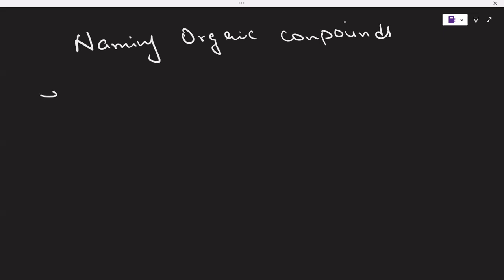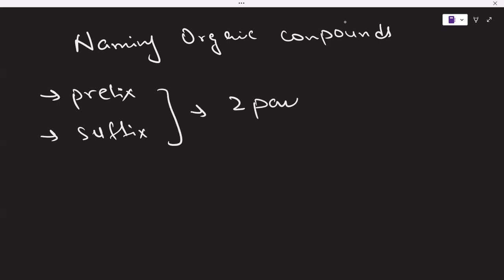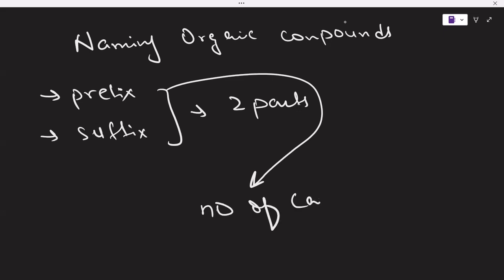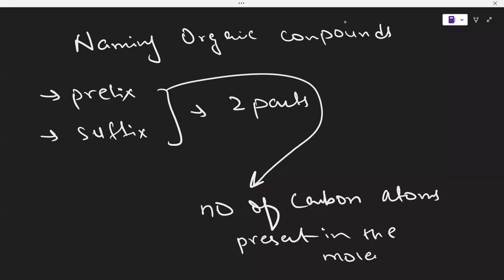Before examples, let me just tell you that a name in organic chemistry is divided into two parts. The one part is called the prefix, and the other part we call the suffix. Now the prefix part tells us the number of carbon atoms present in the molecule. And the suffix part tells you the homologous series.